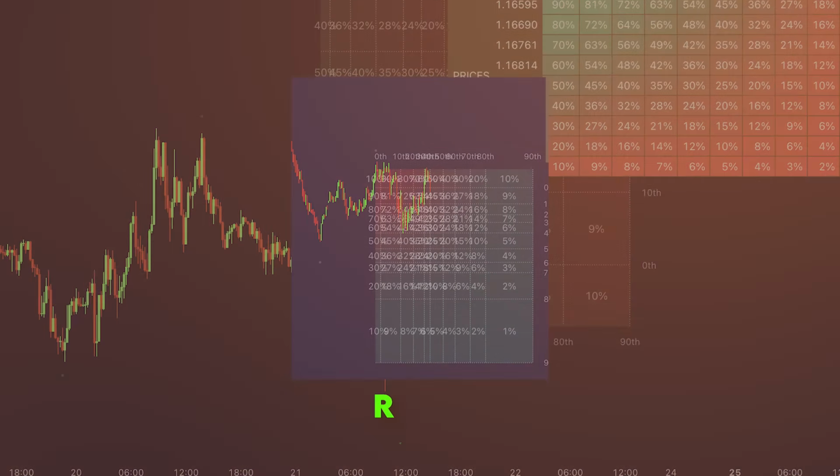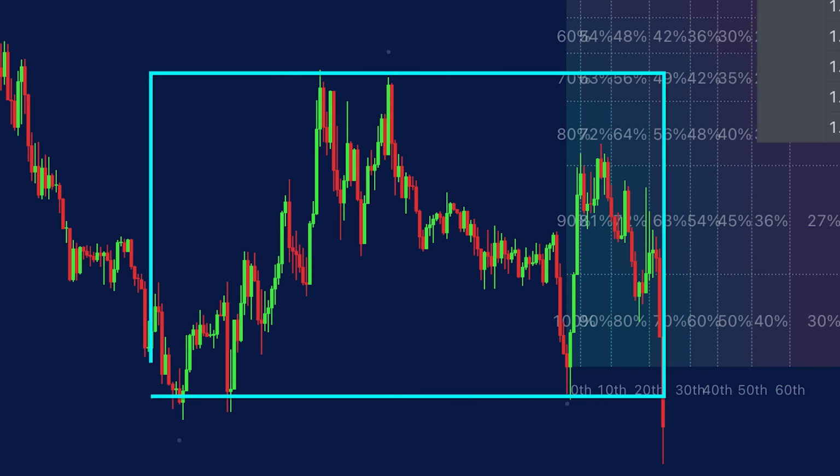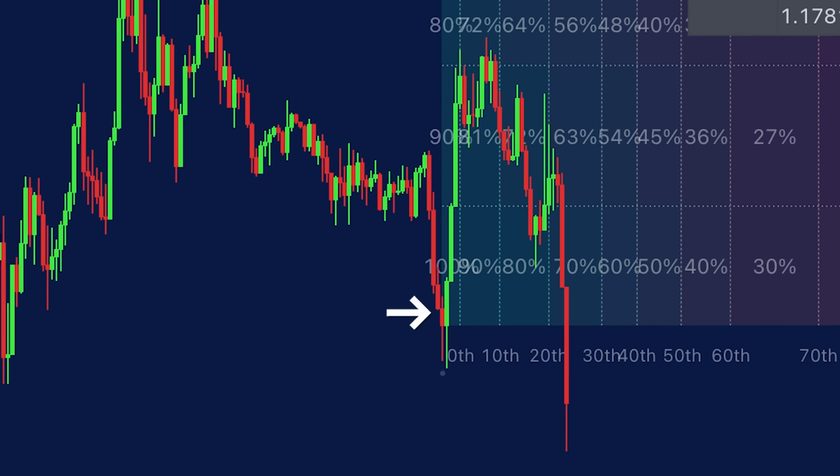Set your stop loss just beyond the grid boundary and target the next resistance level, or use a 1.5 times risk-reward ratio. For ranging markets, this is where the probability grid truly shines, because in sideways markets, price tends to bounce between established boundaries, making the probability calculations extremely accurate.